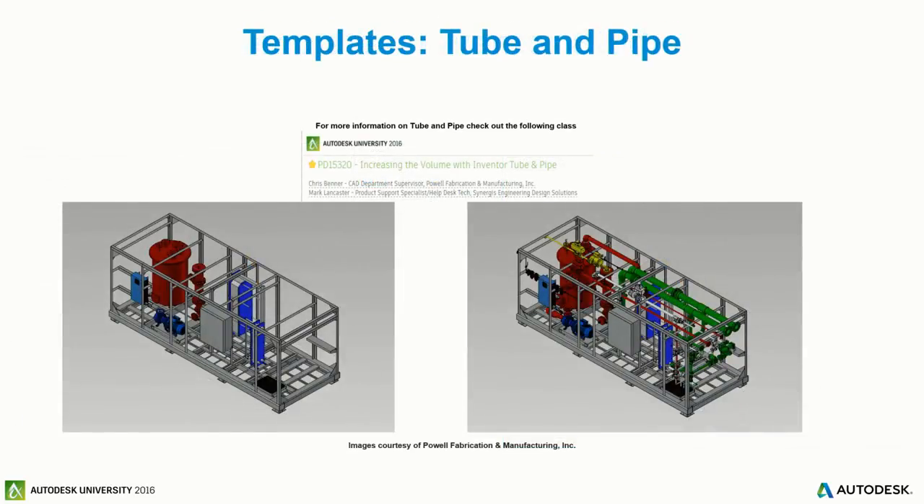Next, tube and pipe. If you look, a bare model can look exactly like that, real and nice. This is a class that's coming today at 1 o'clock, if you can get into it. Two gentlemen in the back, Mark and Chris, are teaching it. This is what they do, courtesy of the company he works at. This is what they do all day. Tube and pipe has come a long way. I think there was a huge upgrade last year or the year before.